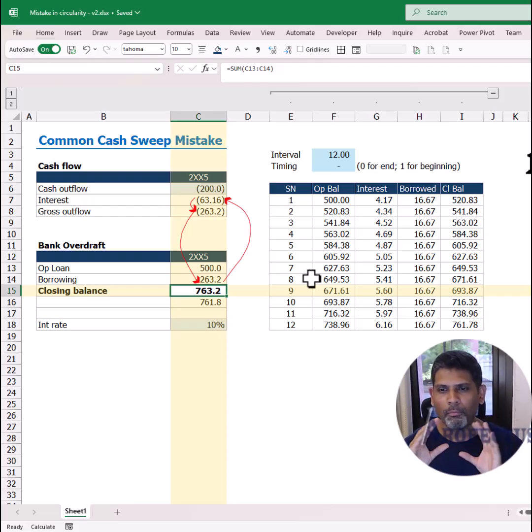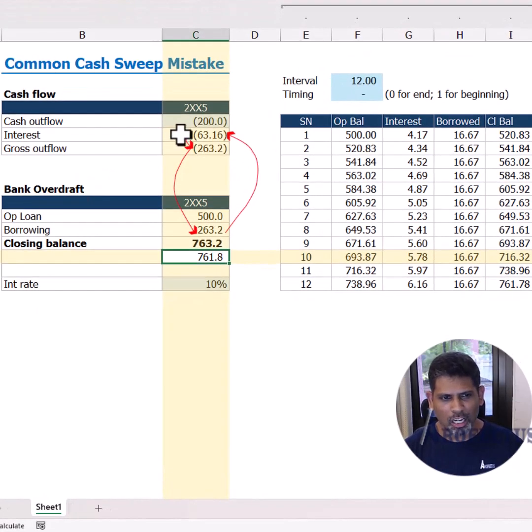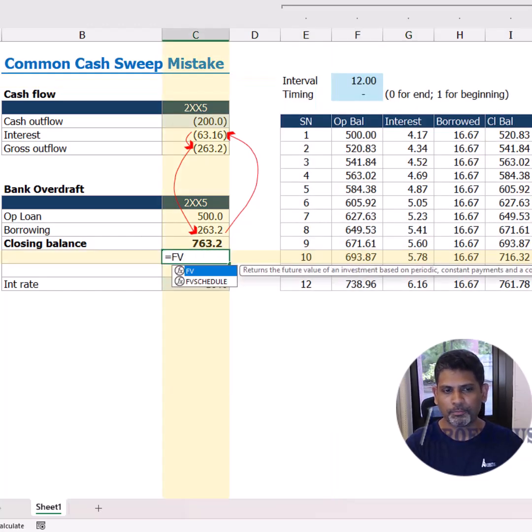Now let's come to the problem. How do we solve for this? It's pretty simple. If it's monthly, which means I'm going to assume that 1/12 of this 200 is going to be borrowed on a monthly basis, right? And the interest also, let's assume, is compounded on a monthly basis. To get this 761.8 without this entire schedule in place, I'm going to be using FV function.